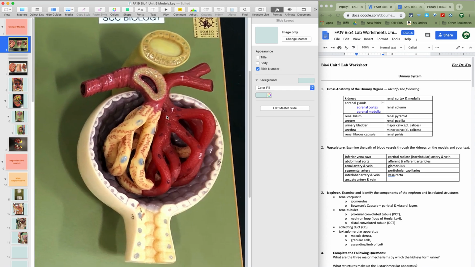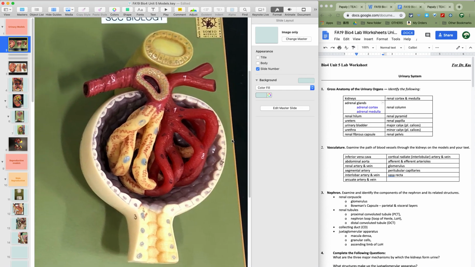So this whole structure is known as the renal corpuscle. The renal corpuscle has two components. One is the glomerulus, the other is the Bowman's capsule. The Bowman's capsule can be further divided into two layers. One's the visceral layer, which are really the podocytes. The parietal layer is this outer layer. This is simple squamous epithelium. This is also simple squamous epithelium.